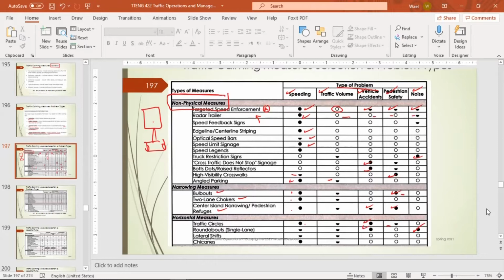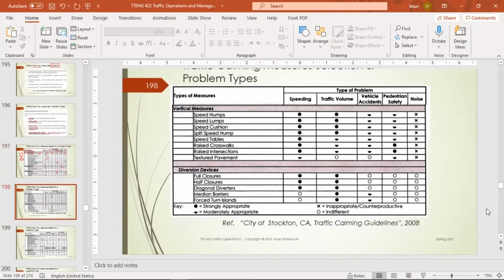What are traffic circles, Doctor? Same as roundabouts? The traffic circles, they are similar to roundabouts, but they are not at that same level. And I will show it to you in the slides later on. Okay, so here for the vertical measures.